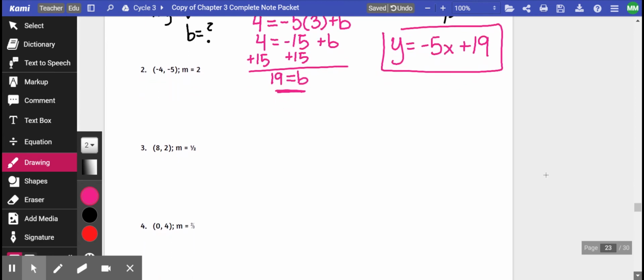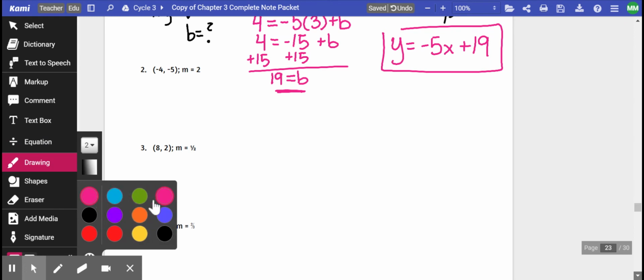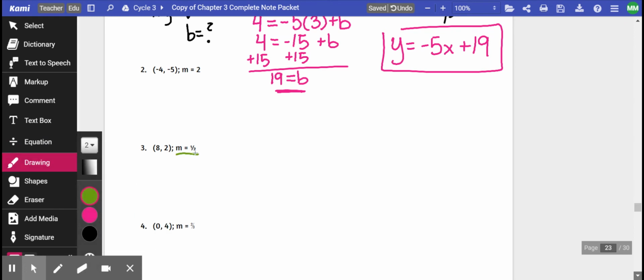Let's go ahead and do one more. Let's look at number 3. For number 3, we are given M as 1/2, but we don't know what B equals. So again, write your equation and plug in what we have. So y equals 2, M is 1/2, X is 8, and we're solving for B.